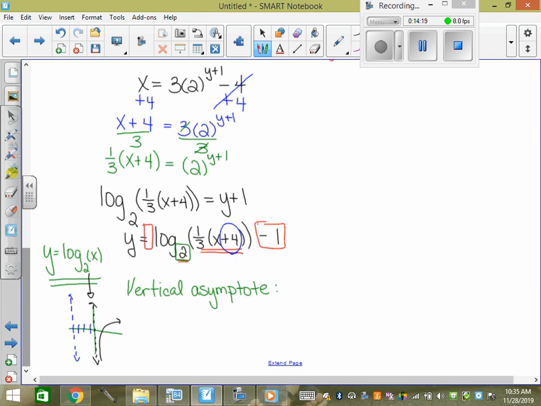That's all that's happening. Is there a reflection in the x-axis? Or, sorry, reflection in the y-axis? No, so my domain is still going to be greater. It's not going to be less. So my vertical asymptote is going to be at x equals -4. And my domain is going to be x such that x is greater than -4, because there's no reflection in the y-axis, right?